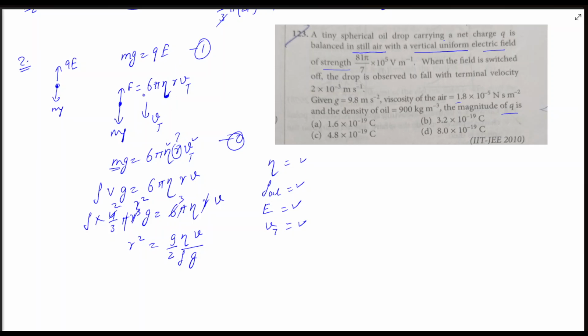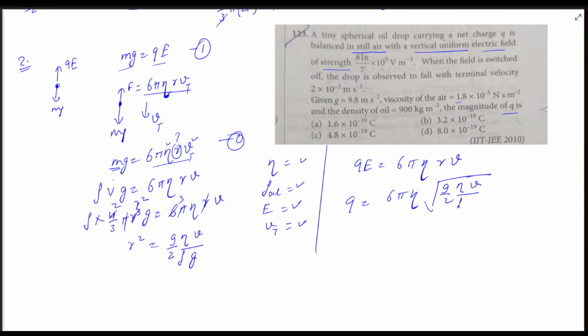Now if we have r, then we have this force. So mg will be equal to viscous force and mg also equal to qe, so we can simply write qe will be equal to 6 pi eta rv. We have to find q, so q will be 6 pi eta r, we can directly put here as 9 by 2 eta v divided by rho g, into v, divided by e. So we have to put all these values here and we can get our answer.